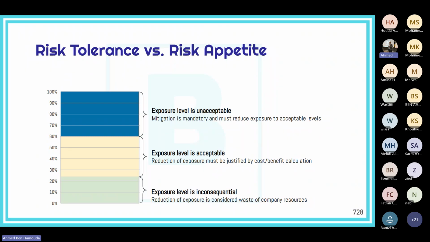Now, how would you plan for the risk responses? What's risk tolerance and what's risk appetite? Of course, in risk management and as part of the risk management plan, you definitely need to define the tolerance level. Tolerance level is the level right above which you need to take action towards the risk.